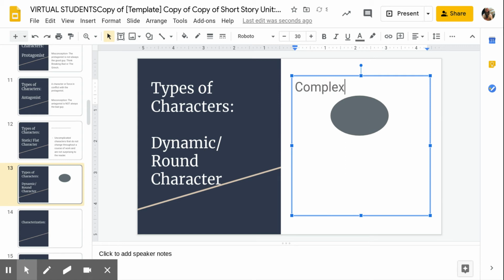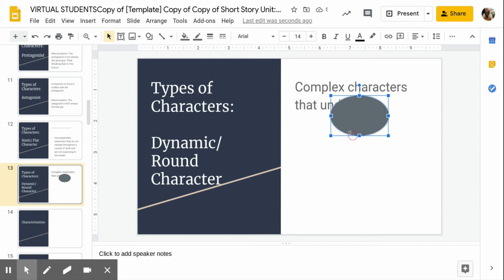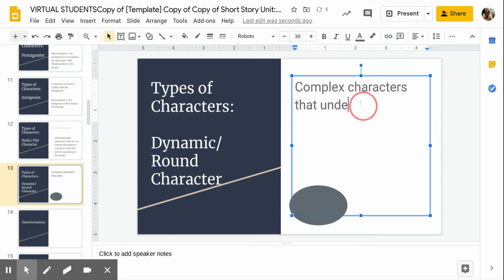complex characters that undergo development and sometimes surprise the reader. Not surprise, good grief.